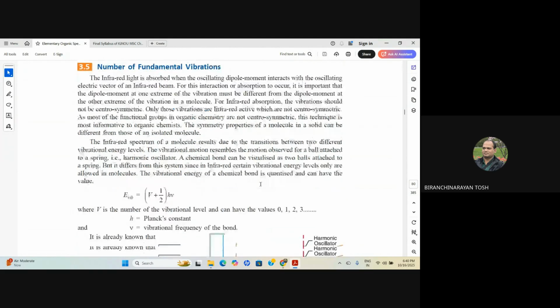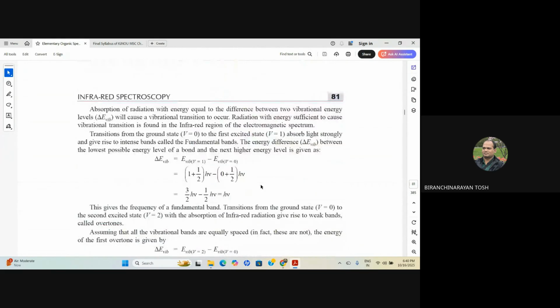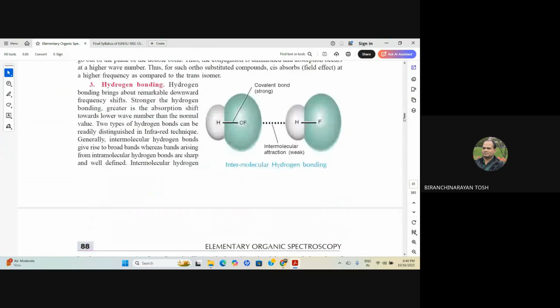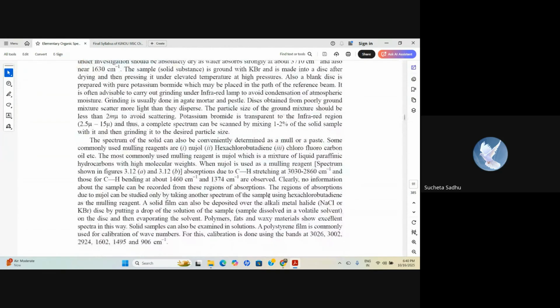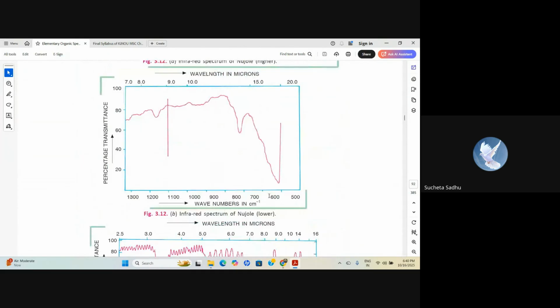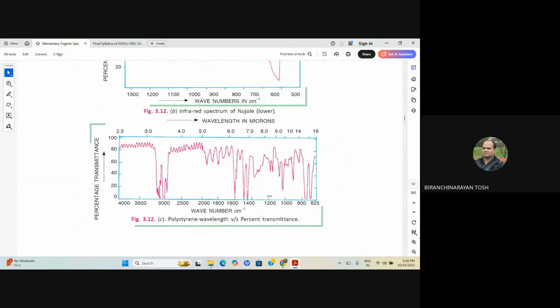Let me show you a plot, this IR plot. Here you can see what the peaks are. One peak you are getting around 3001, 2,900, 3100.